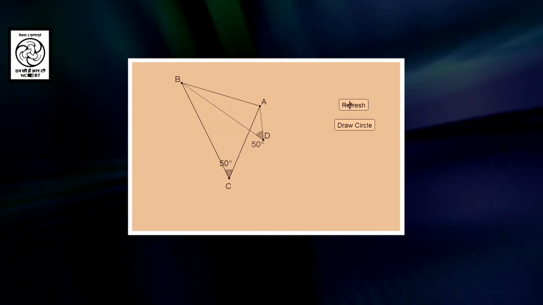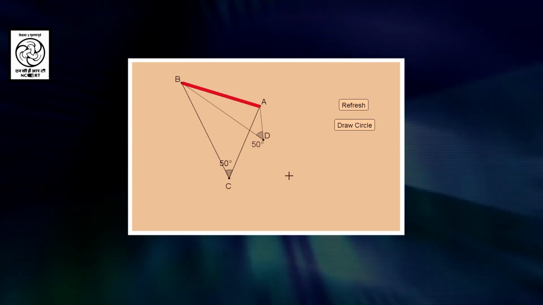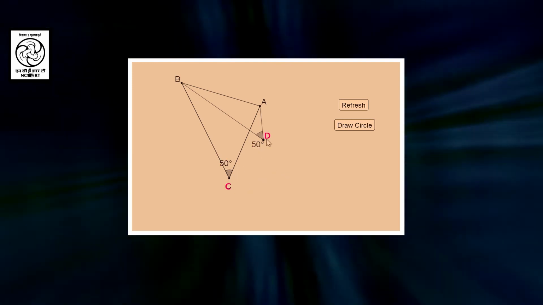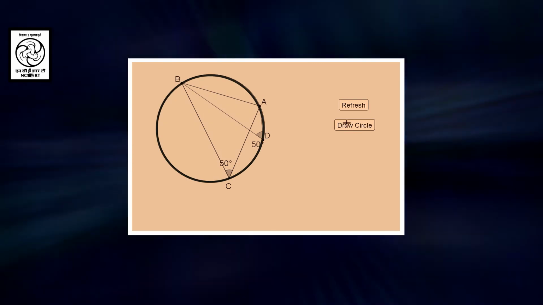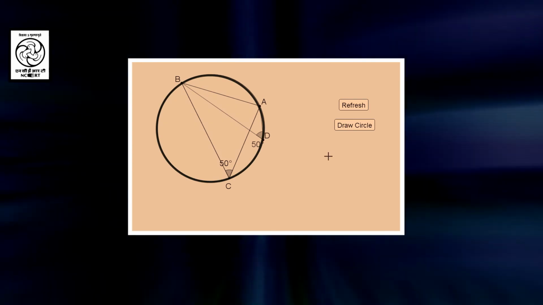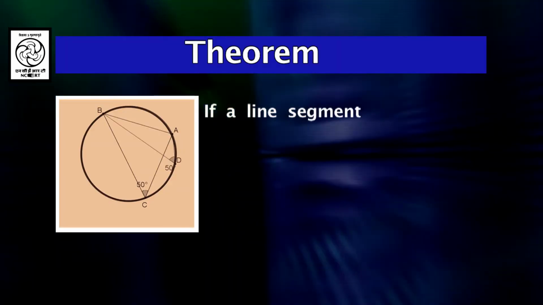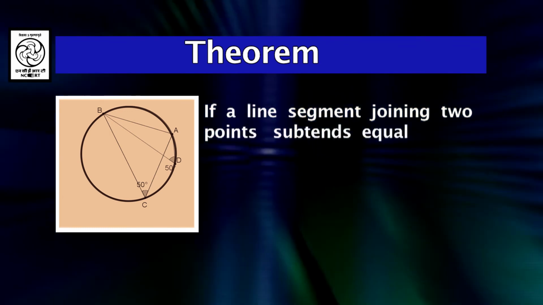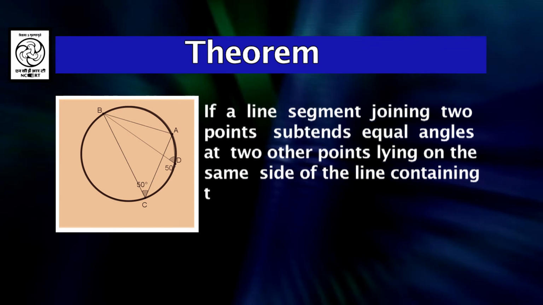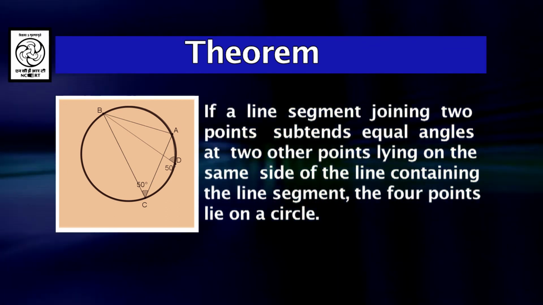Let us try one more time. Now, this time line segment AB subtends angle 50 degree at point C and point D. Again we draw a circle, the circle passes through all 4 points, and such points we call concyclic points. So, if a line segment joining 2 points subtends equal angles at 2 other points lying on the same side of the line containing the line segment, then the 4 points lie on a circle.